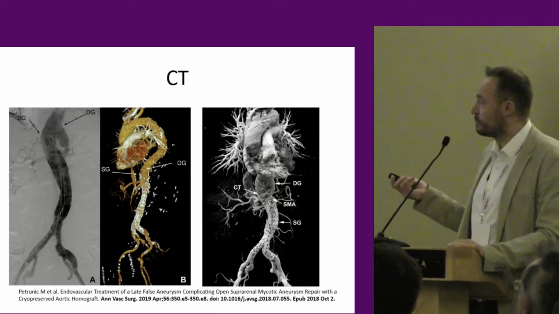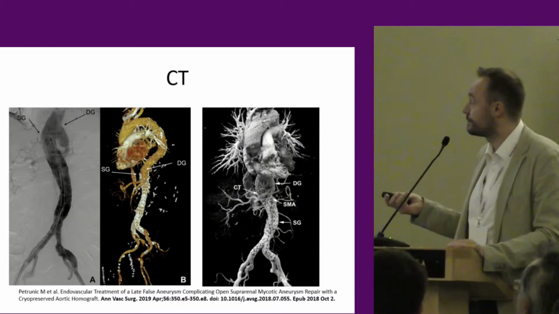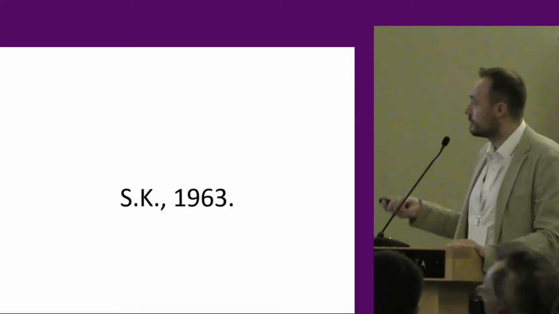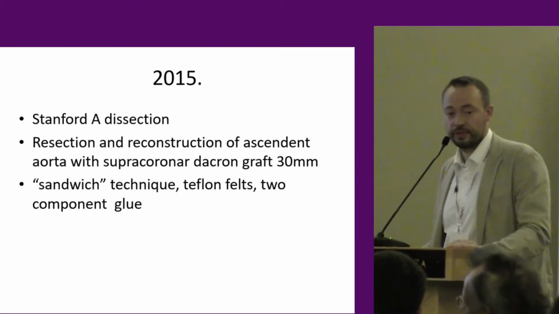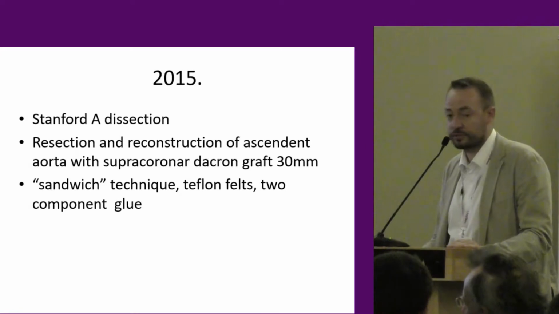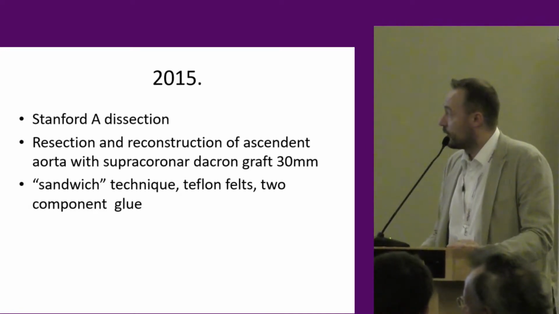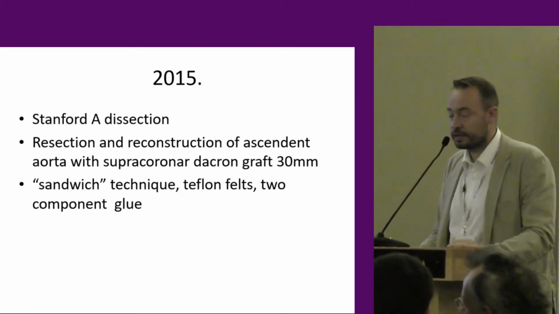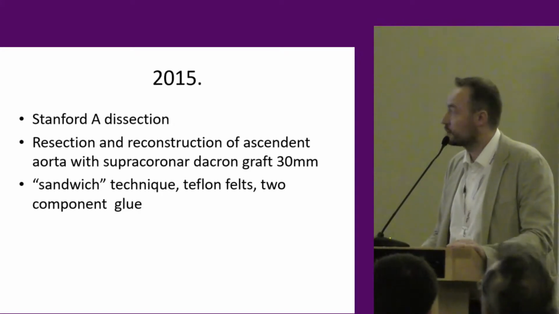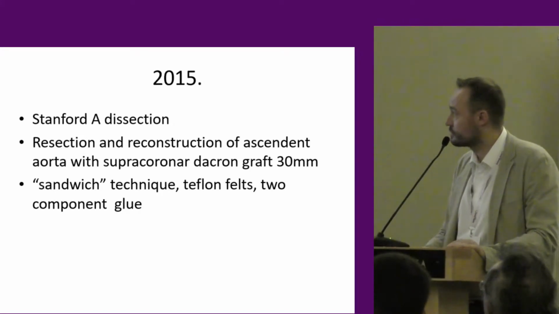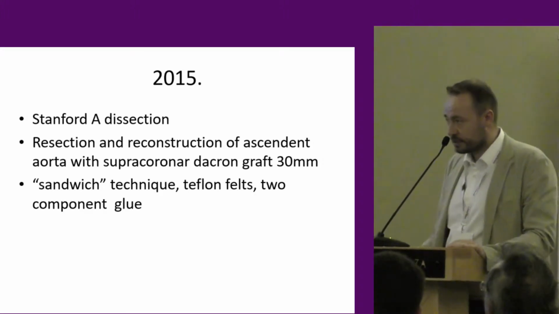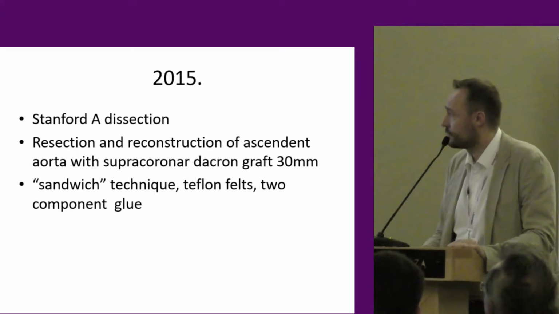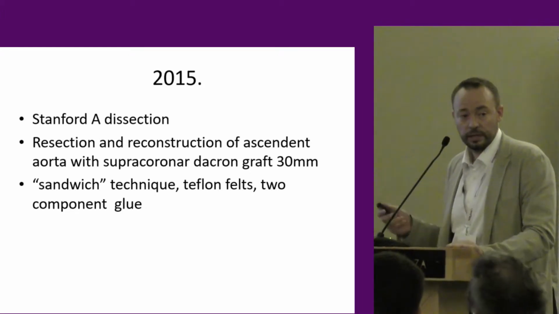This is the follow-up CT of the patient. Okay, this is another patient that came in 2015 with Stanford A dissection. He was admitted to our cardiac surgery department, and it was done by reconstruction of the ascending aorta with a supracoronary Dacron graft. The cardiac surgeons used the sandwich technique, Teflon felts, and 2-component glue at the distal end.